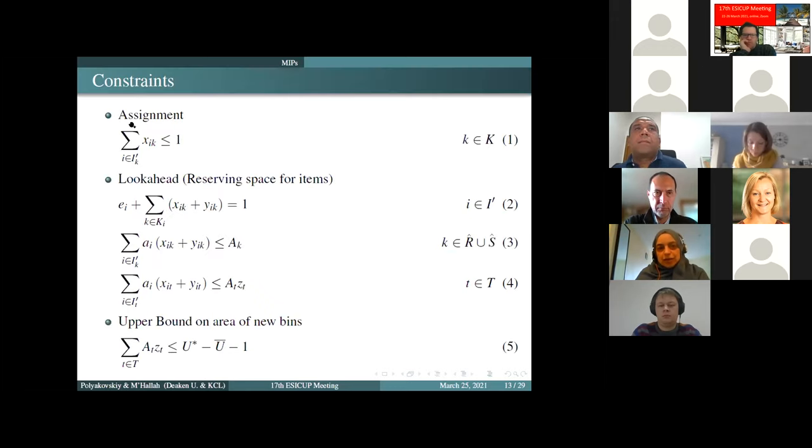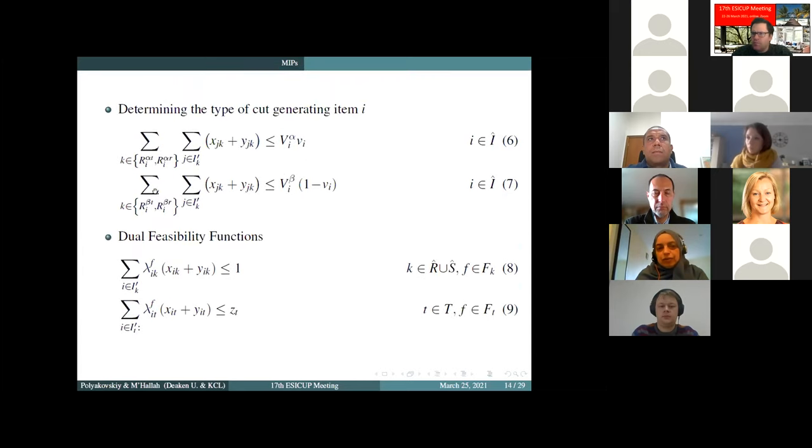Now we have, of course, assignment in our MIPs. We are going to have assignment constraints that limit the position of every item to a single region. We are going to have look-ahead constraints that reserve some space for the items. Then we are going to have an upper bound on the area of the new bins that we are going to have in the future. We don't want it to exceed, and here we are subtracting one because all of these numbers are integer, in order to have strictly less. We are also going to have constraints that determine the regions and, implicitly, their dimensions, depending on whether the cut is vertical or horizontal. And then we are going to have the dual feasibility functions constraints that I already talked about in the tutorial.